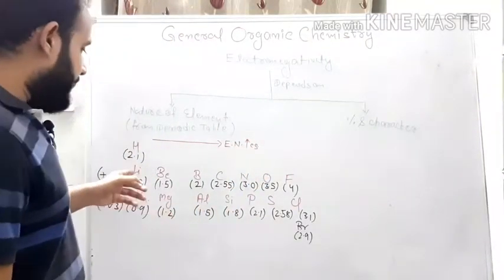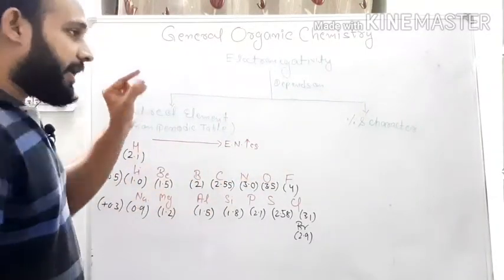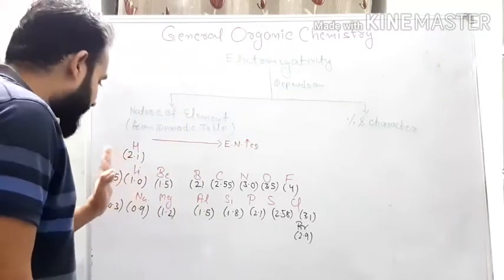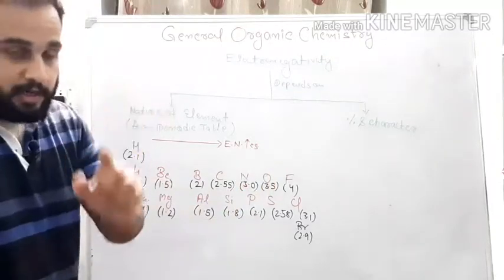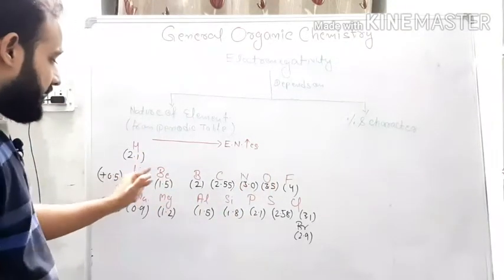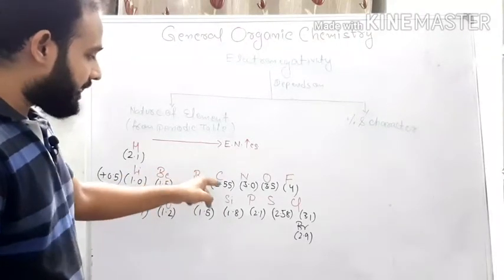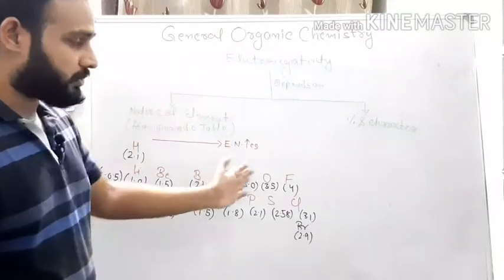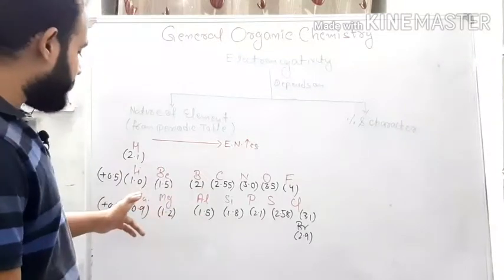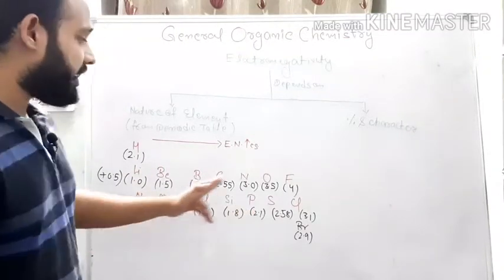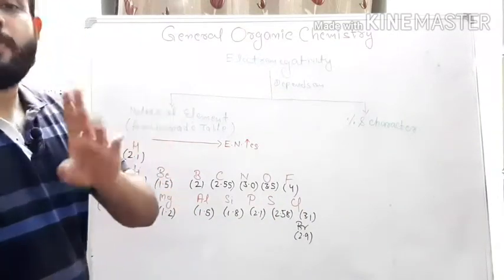Okay, for example, from lithium to fluorine, the electronegativity of lithium is 1, and it increases for the next atom by a factor of 0.5. For example, lithium is 1 and beryllium is plus 0.5, that is 1.5. Again, boron has 2, carbon has 2.55, nitrogen has 3, and so on. Okay, these are the electronegativity values. Similarly, a similar trend follows in the third period, from sodium to chlorine, where the electronegativity difference is 0.3.